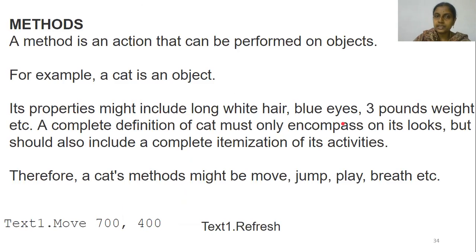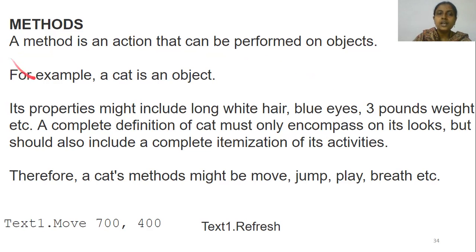Next come methods. A method is an action that can be performed on an object. If I want to move the form, hide the form, show the form, that is, when I want to do some action on my controls, like a text box or a form, then I can go for a method. Property is different. Property talks about the features of the controls. Methods talk about the action that is going to be performed on the object.